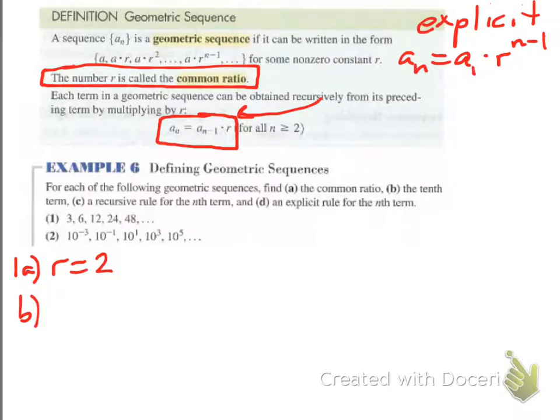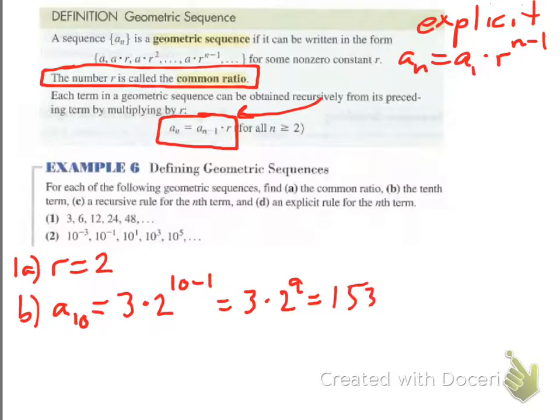1b, what is the 10th term? Well, if you're going to find the 10th term, use the explicit formula, so a sub 10 equals the first term, which is 3, times r to the n minus 1. Well, r is 2 to the 10 minus 1 power. So that's 3 times 2 to the 9th. If you figure that out, 3 times 2 to the 9th is 1,536.